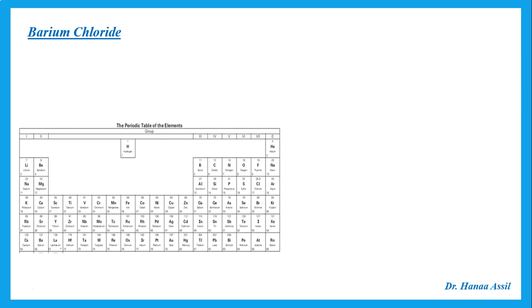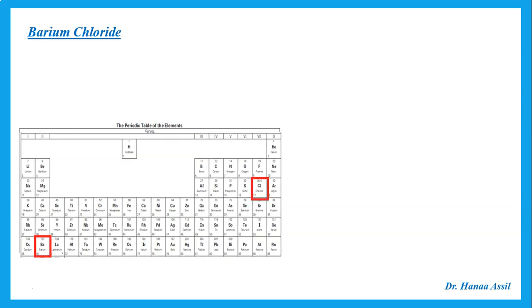Okay, let's try to draw dot and cross for barium chloride. What is barium chloride? We look at the periodic table. We're looking for barium. Please remember there's something called barium, and there's something called bromine, and there's something called boron, and there's something called beryllium. So anyway, barium is in group 2, chlorine is in group 7, so we're going to write the symbols.